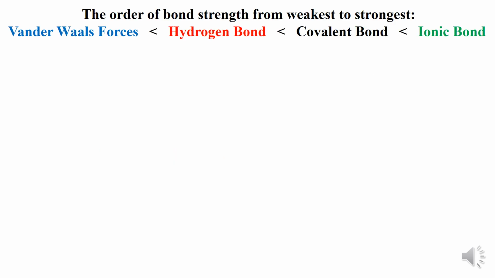Here is the order of bond strength from weakest to strongest, with van der Waals force being the weakest and the ionic bond being the strongest. Though the hydrogen bond is stronger than van der Waals force, it is much weaker than covalent and ionic bond. Let me begin with the van der Waals force.